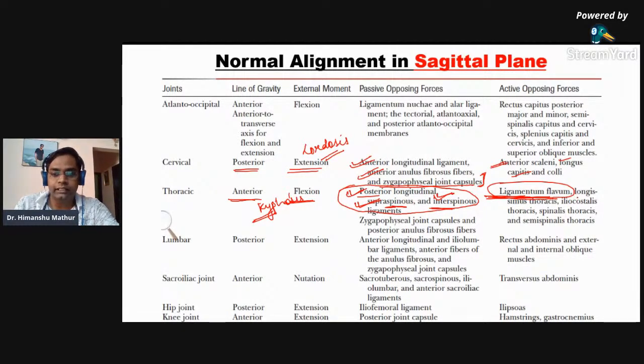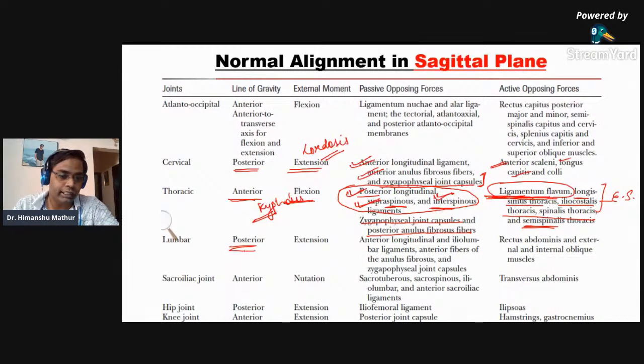Now the other muscles include erector spinae, longissimus thoracis, iliocostalis, and spinalis thoracis, which are the parts of erector spinae, and that also includes your semispinalis thoracis. So these are the active muscle contractile structures. Along with the ligaments, there is the zygapophyseal joint capsule also, and posterior annular fibers also, which can contribute to it. Talking about the lumbar spine, we've already talked about it.